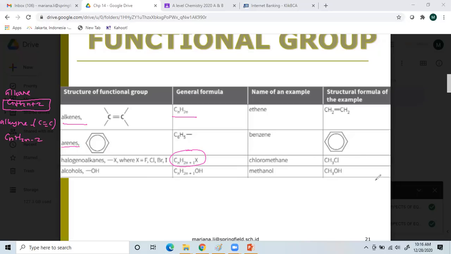So for example, we have CH4 for alkane. For halogenoalkane it is CH3Cl here. So one hydrogen from methane here has been substituted with Cl. So halogenoalkane. Yeah, halogen means the group 7 elements. This is F, Cl, Br, I. Okay. And then another functional group is alcohol. Alcohol has the general formula CnH2n+1OH. So CH4, one hydrogen has been replaced with an OH group, like this. Okay, every compound that has an OH group is called an alcohol.